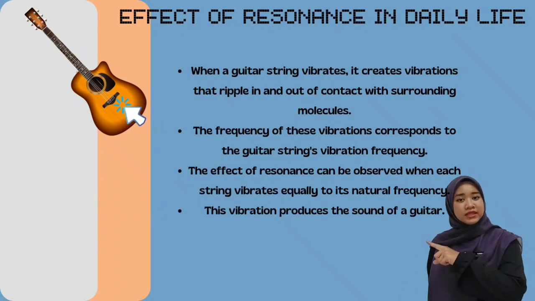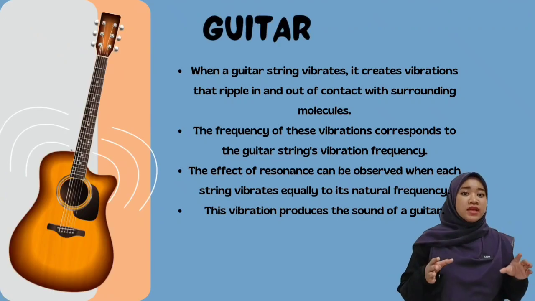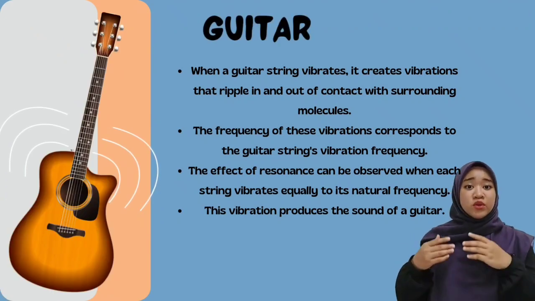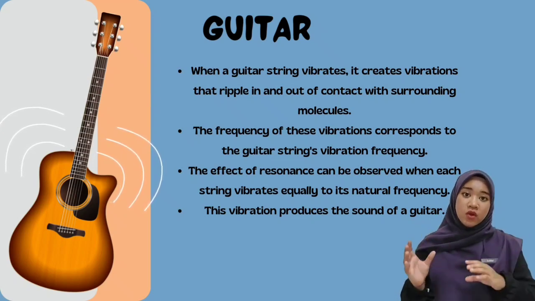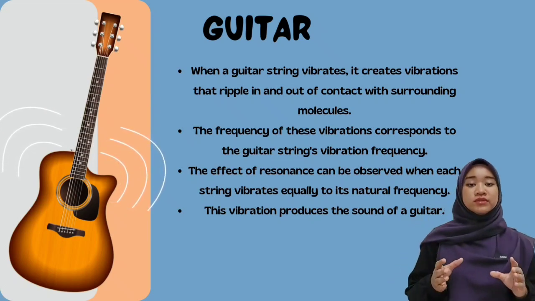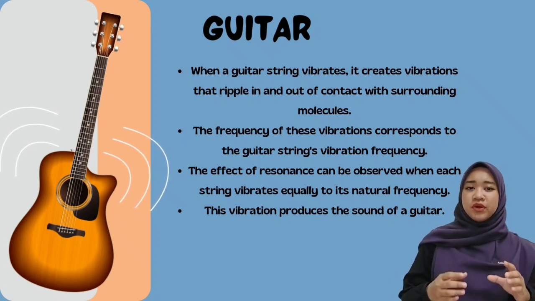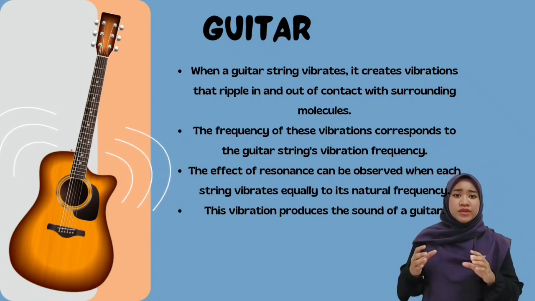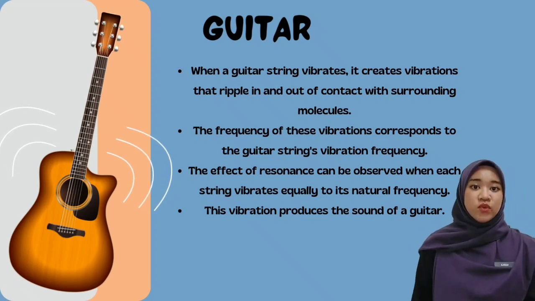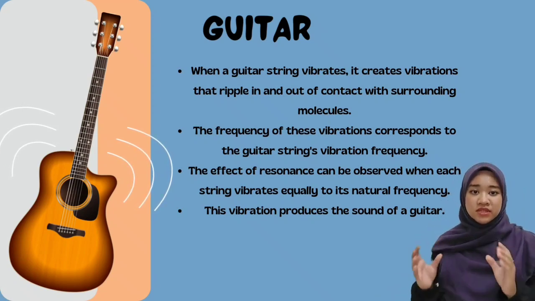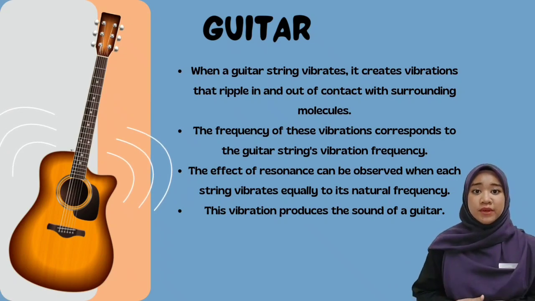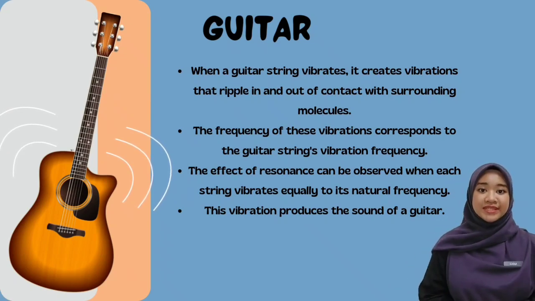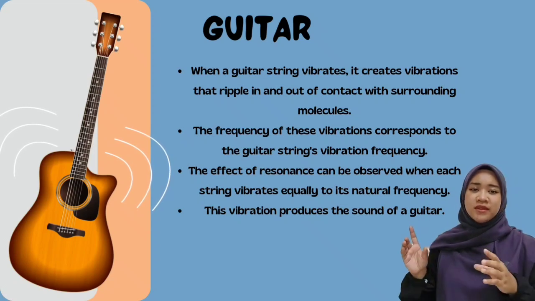For example, a guitar. A vibrating object causes a sound wave. When a guitar string vibrates, it creates vibrations that ripple in and out of contact with surrounding molecules. This frequency corresponds to the guitar string's vibration frequency. This is when the effects of resonance can be observed when picking up the guitar, with each string vibrating equal to its natural frequency. Thus, this vibration produces the sound of a guitar.